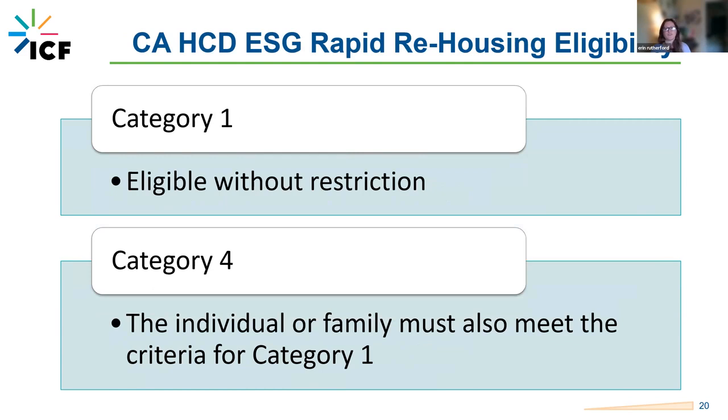Thanks, Gordon. So for ESG rapid rehousing projects that are funded by California HCD, you can serve clients that are meeting the category one definition, as well as clients that are meeting the category four definition. However, as Gordon mentioned earlier, you have to make sure that clients that meet that category four definition also meet the criteria for category one. So again, if you have a participant that is experiencing or fleeing domestic violence, dating violence, stalking, assault, you can serve them as long as they also meet that category one eligibility, which means that they are on the street, in a shelter, or exiting an institution that they stayed in for less than 90 days and were homeless prior to that. Next slide, Kim.